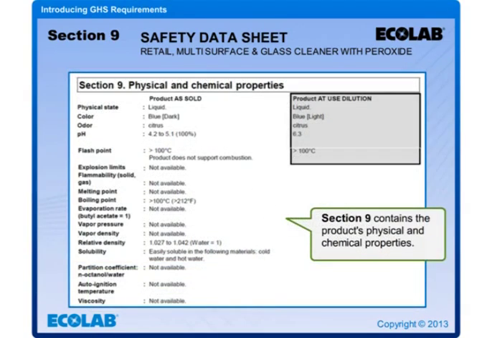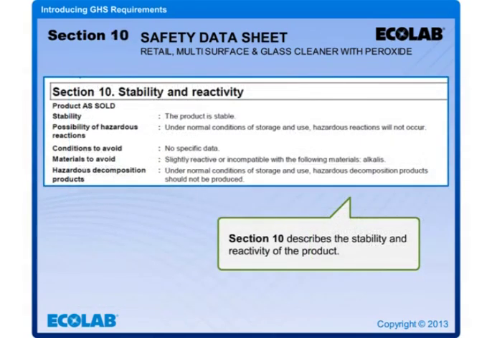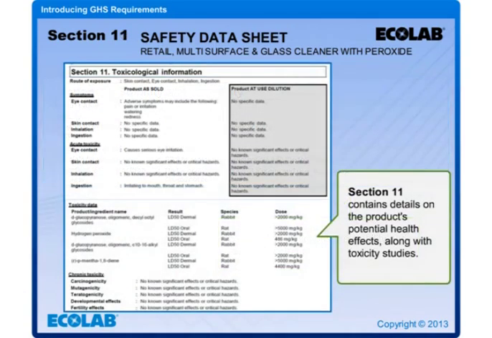This section contains detailed information regarding the product's physical and chemical properties. This is where you can find information such as the appearance, odor, pH, boiling, flash point, and other key information. Section 10 describes the stability and reactivity of the product. This includes how the product may react with other chemicals, any conditions to avoid, and how the product may decompose under certain circumstances. Section 11 is where you can find more details on the product's potential health effects, along with information on any toxicity studies.